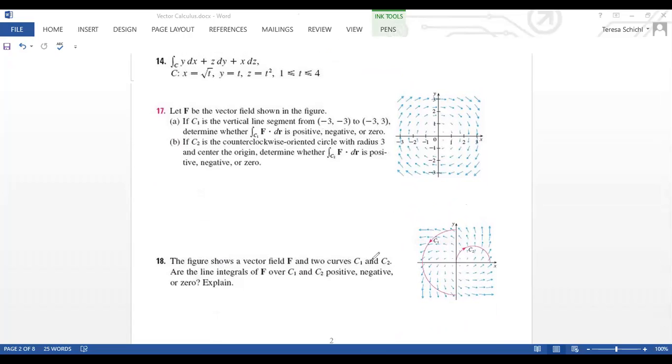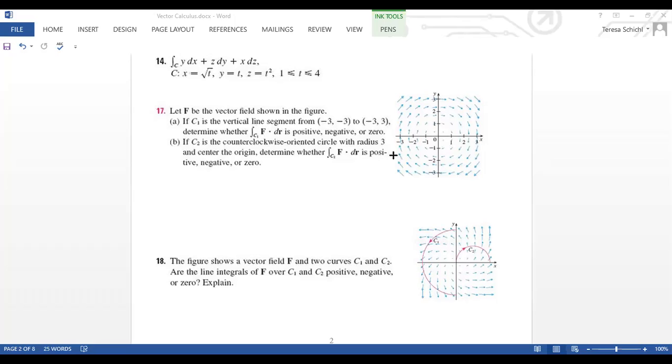Let F be the vector field, and C1 is the vertical line segment from -3 to 3. I want to determine whether the integral of the vector field F dot dr over C1 is positive, negative, or 0. Okay, so let's take a look.